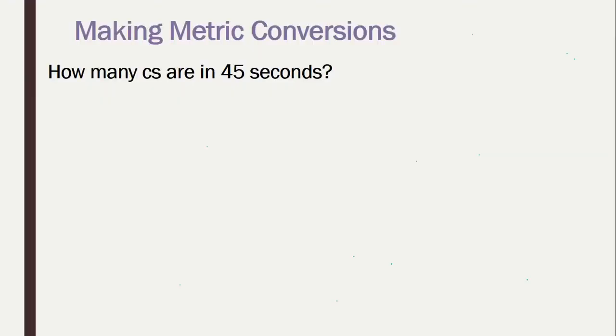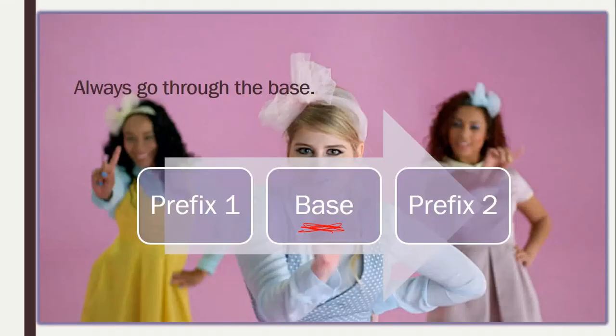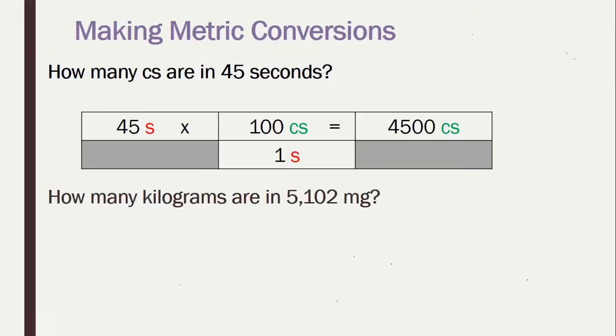All right, so how many centiseconds are in 45 seconds? That is going to start with a base, seconds, and go to a prefix, centiseconds. So that should be a one-step process. We've got 1 second equals 100 centiseconds. We want to cancel those seconds like that. Centiseconds stands.